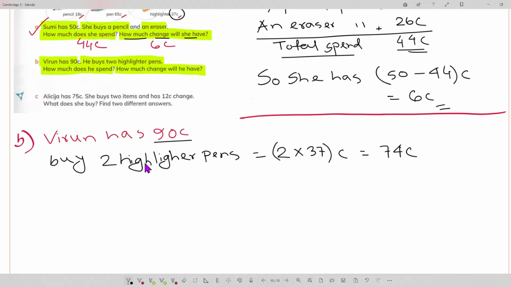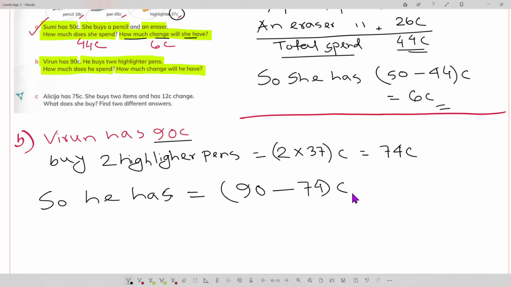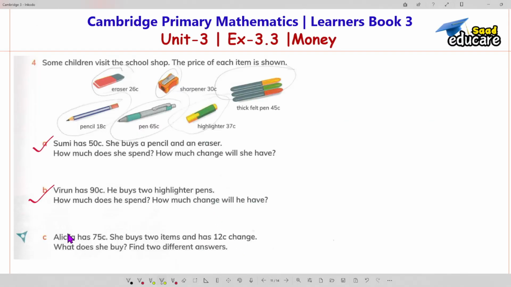He has 90 cent, so he has 90 minus 74 cent. So here is 6 and 1, 16 cent after change. Next, Alicia has 75 cent. She buys 2 items and she has 12 cent left. What does she buy? Find 2 different answers.